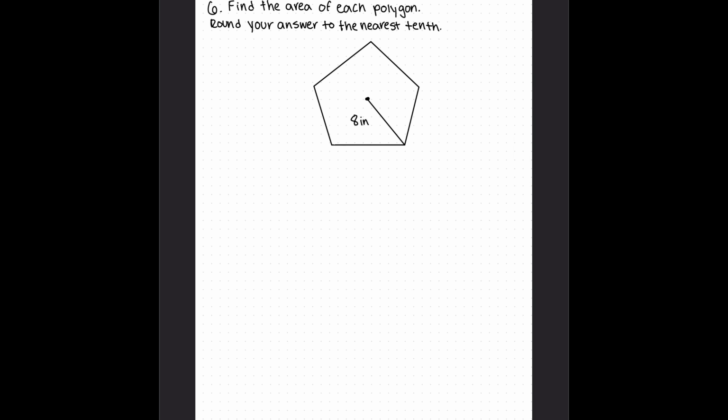Thank you. The next problem is from chapter 10, and it is question 6, and it says to find the area of each polygon and round your answer to the nearest tenth. So, looking at this polygon, we can tell that it is a pentagon. And what we want to do first is look for the central angle.